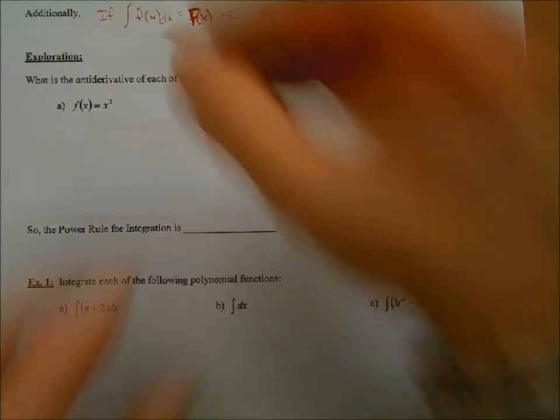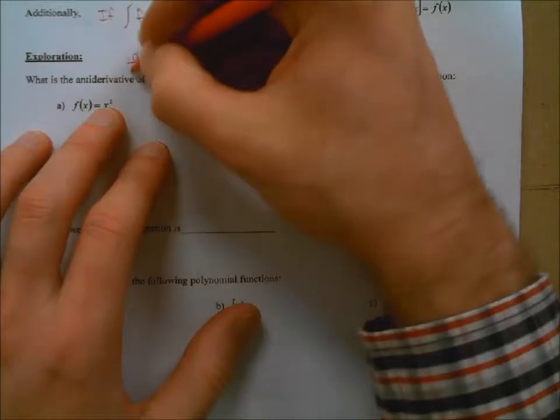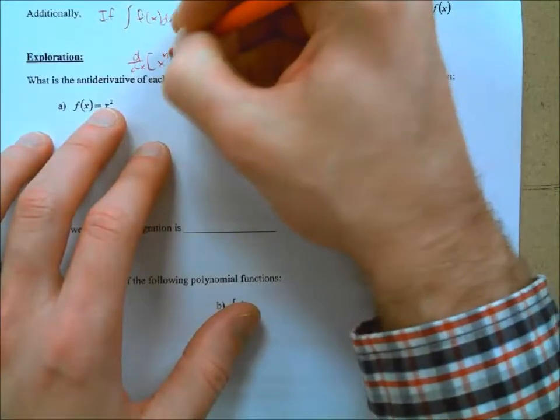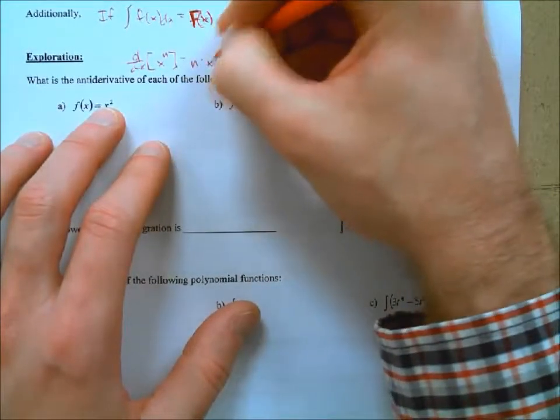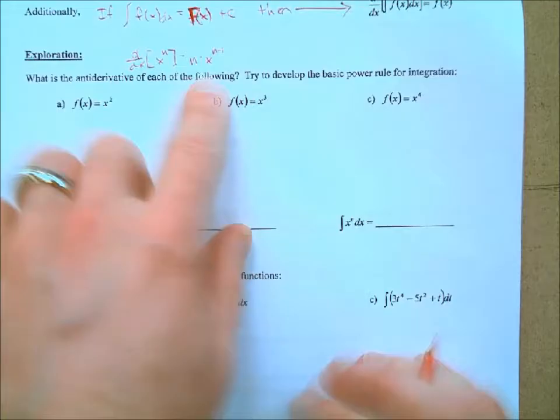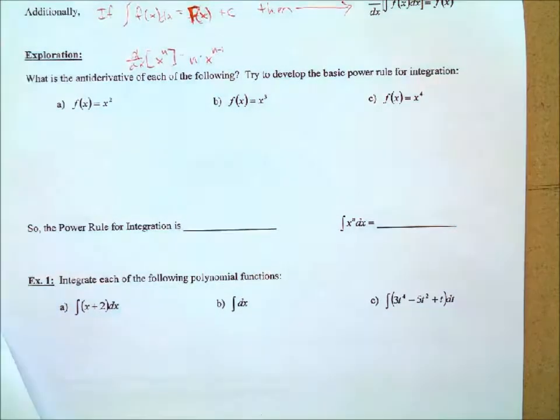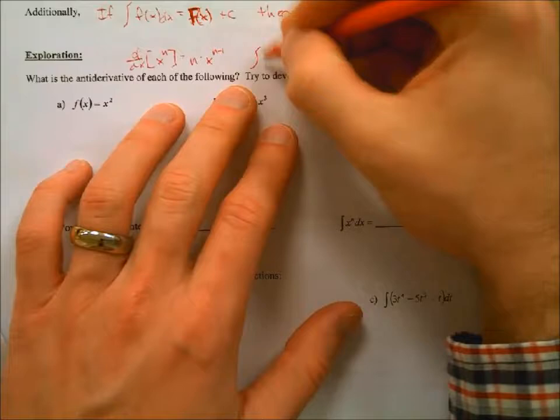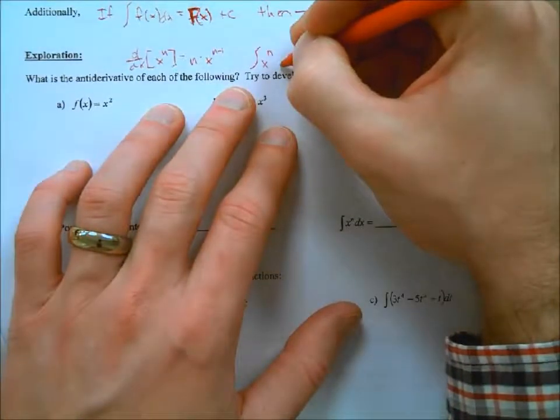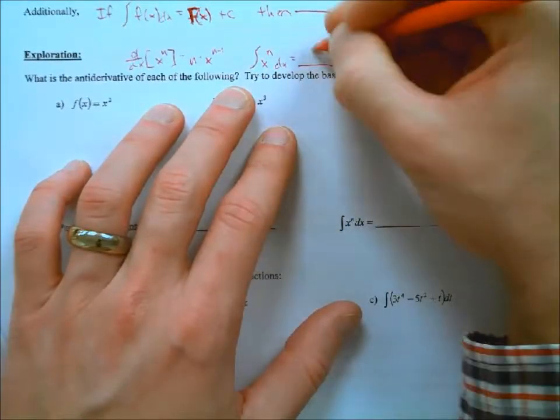The derivative of x to the n we have as being n times x to the n minus 1, right? That's the derivative rule. Try and come up now with a power rule where if you take the integral of x to the n with respect to x, what does that equal? Okay, and you have a little space down here to fill that out.